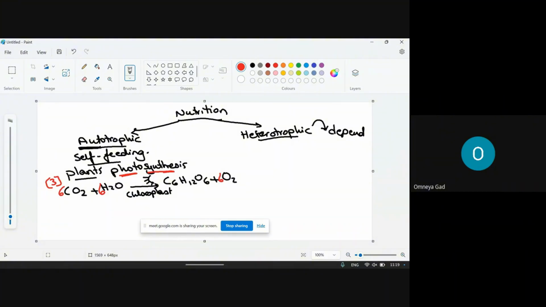Okay? Let us go to the heterotrophic way of feeding, which has so many types. 3 types, I guess you have the idea about them, which is the carnivore.